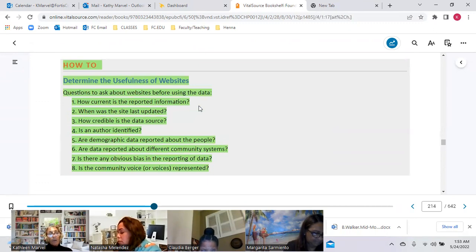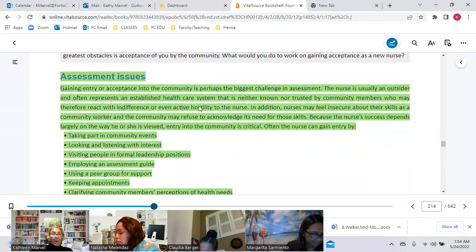Okay. And then be careful. How do we determine the usefulness of websites we might use to gather our information? Okay, this how-to box on page 214 is a good box. How credible is the information? How recent is it? When was it last updated? Okay. Are there obvious biases in the reporting? Okay.